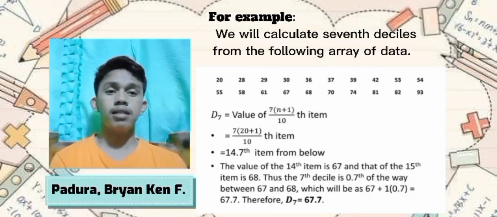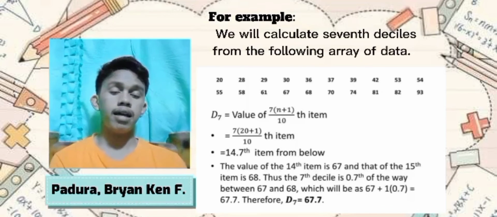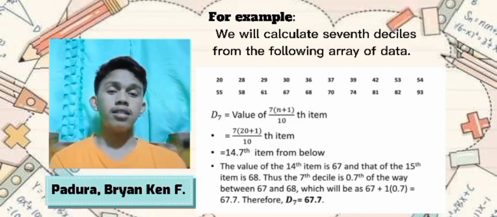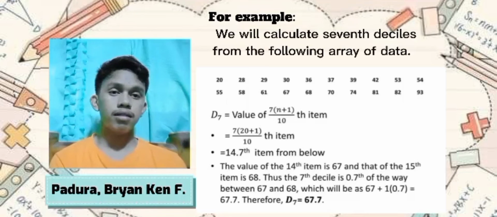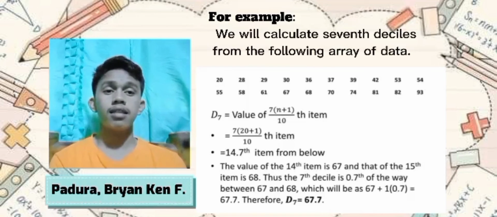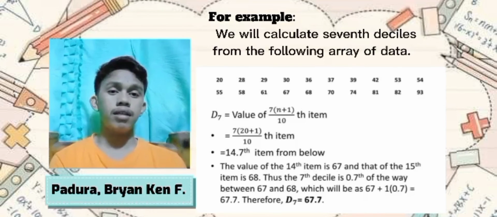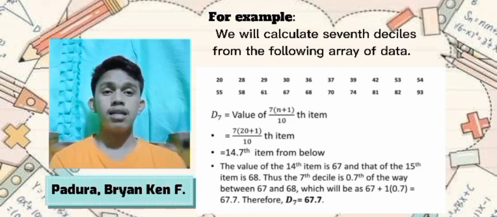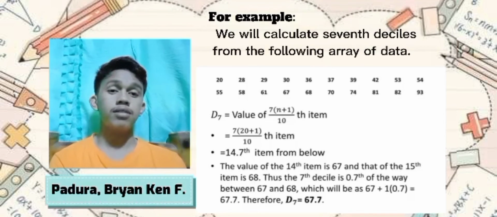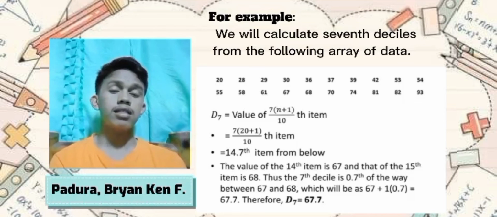So D sub 7 is equal to the value of 7 multiplied by (n + 1) over 10 item. So it would be 7 multiplied by (20 + 1) divided by 10. And the answer is 14.7th item from below. So the value of the 14th item is 67 and that of the 15th item is 68. Thus the 7th decile is 0.7 of the way between 67 and 68, which will be 67 plus 1 multiplied by 0.7 is equal to 67.7. So therefore D sub 7 is equal to 67.7.